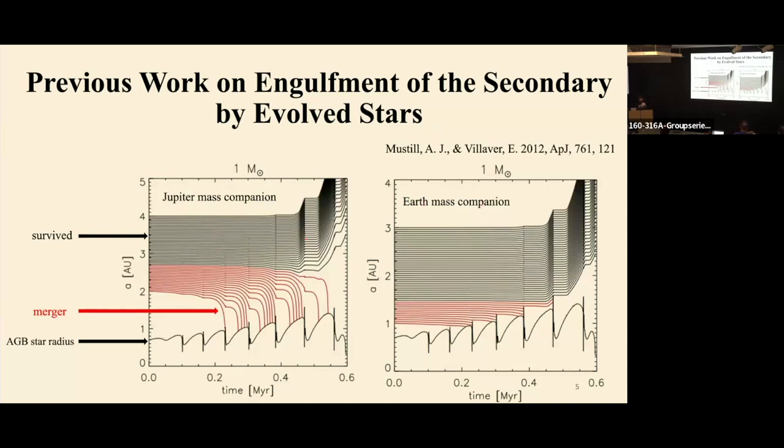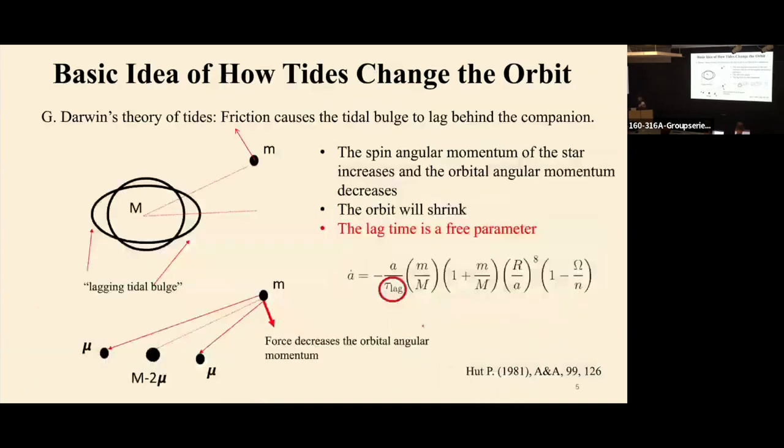Something different: let's substitute the secondary with an Earth-mass companion. For this mass, tides are no longer that important, because we can see that before the merger cases, the system separation just maintains a constant. So the system is actually destroyed by the expansion of the star itself. Okay, and next is the basic idea of how tides change the orbit.